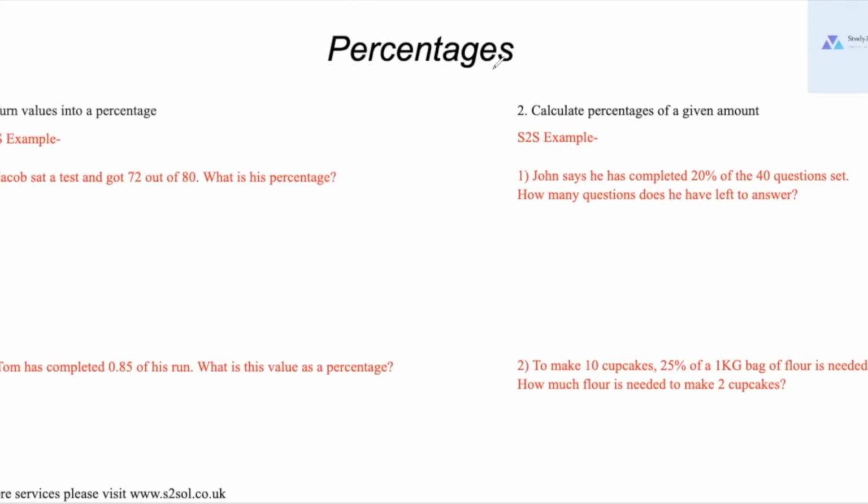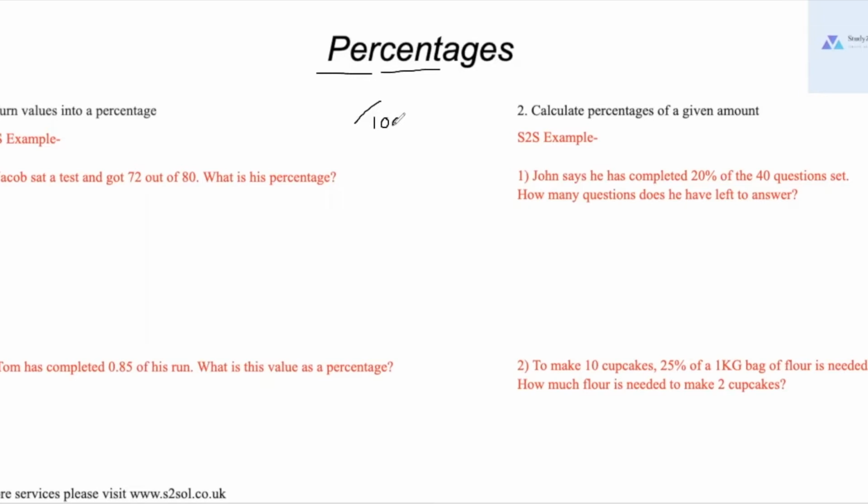And percentages breaks down into two little words. Per, which means out of, and cent, which means 100. Think about century or a cent that we have as currency. So percentages literally means out of 100.